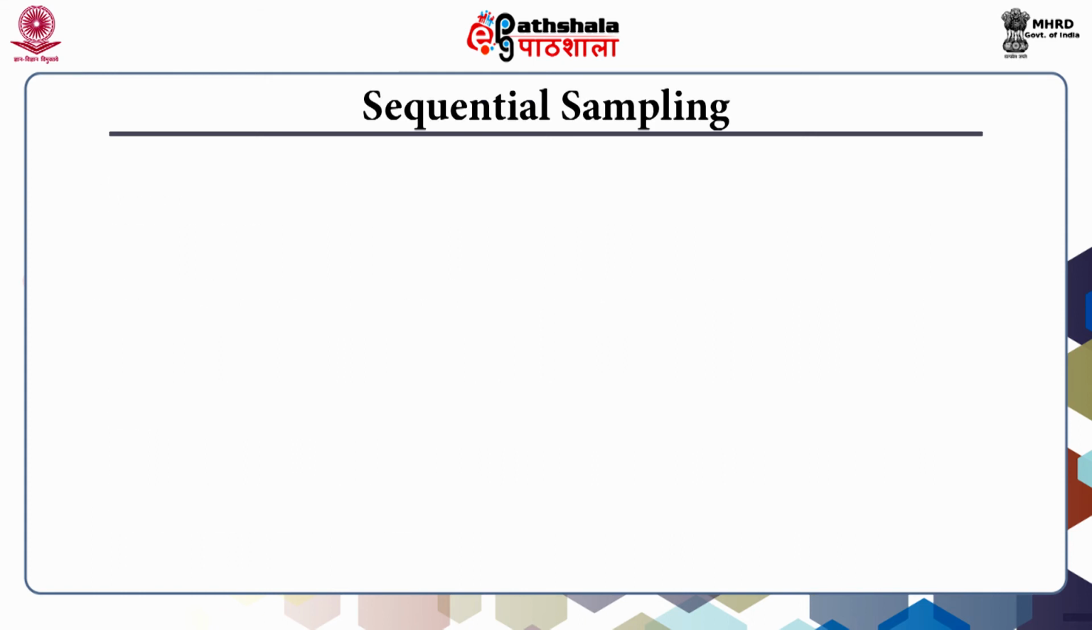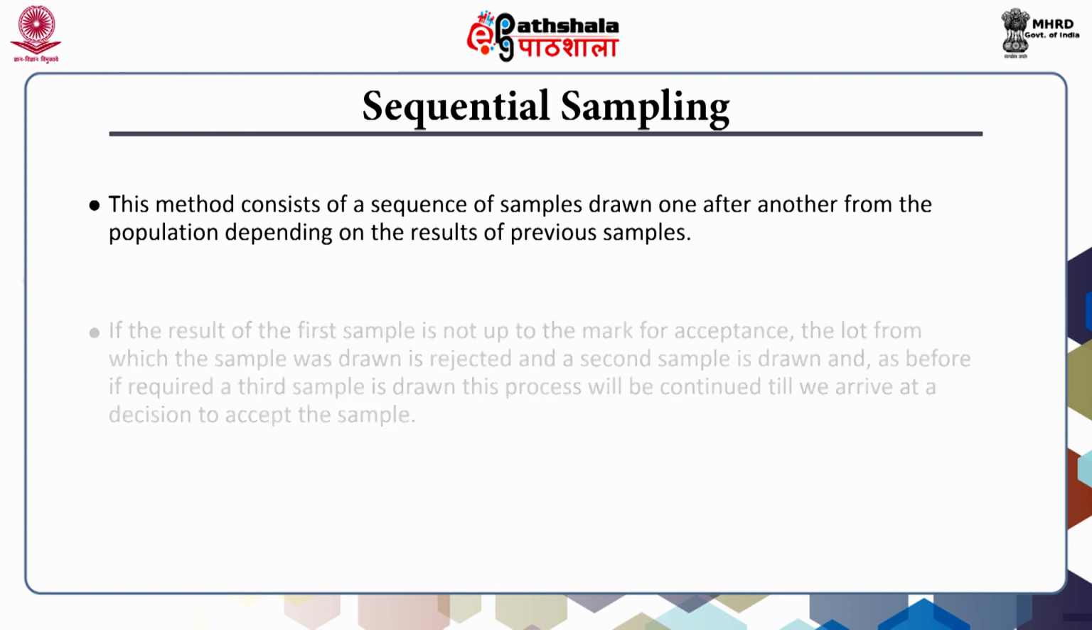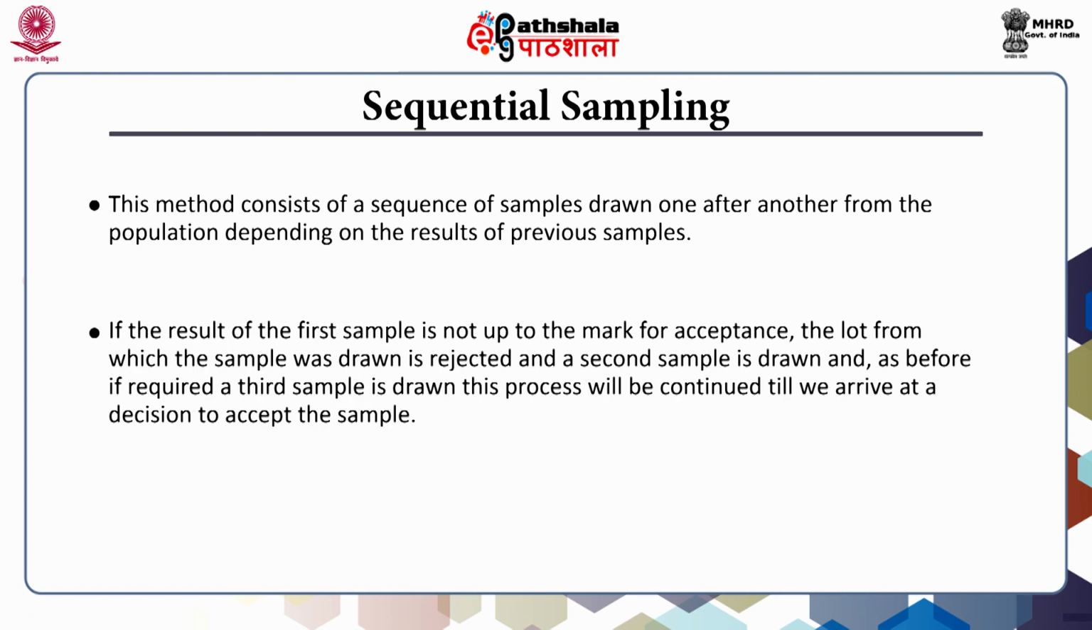Sequential sampling. This method consists of a sequence of samples drawn one after another from the population depending on the results of previous samples. If the result of the first sample is not up to the mark for acceptance, the lot from which the sample was drawn is rejected and a second sample is drawn, and as before, if required, a third sample is drawn. This process will be continued till we arrive at a decision to accept the sample. This method is widely used for quality control.